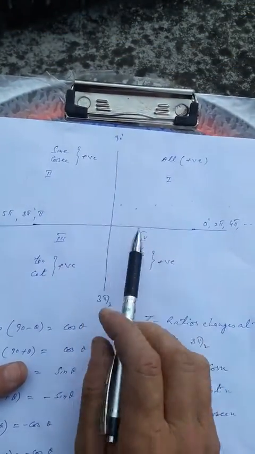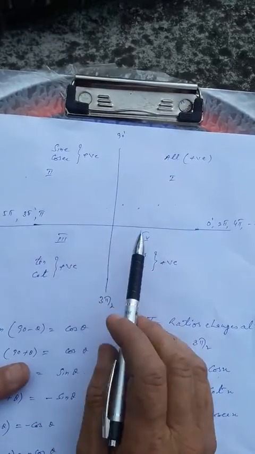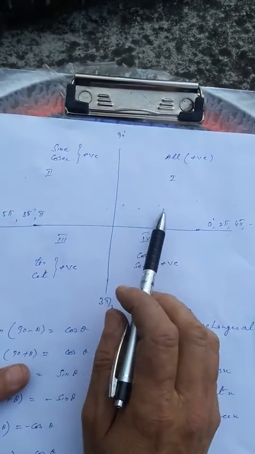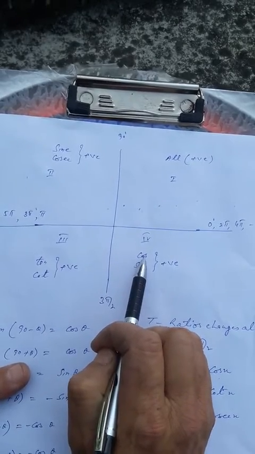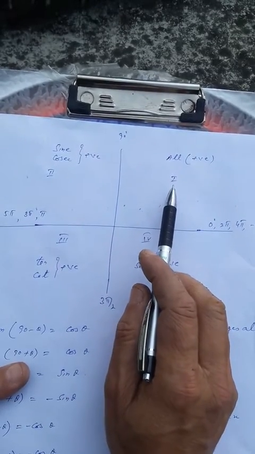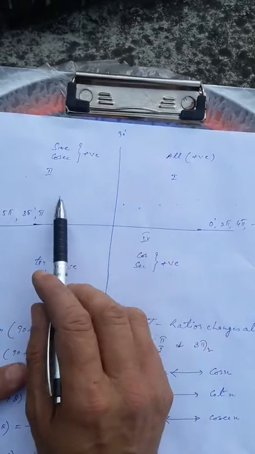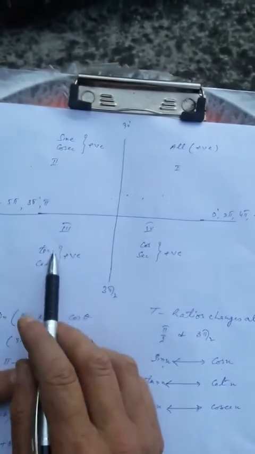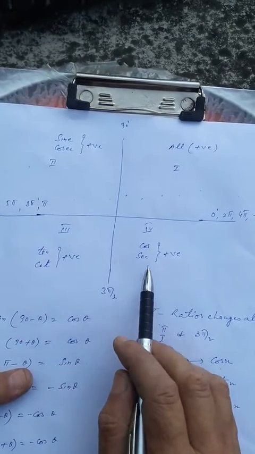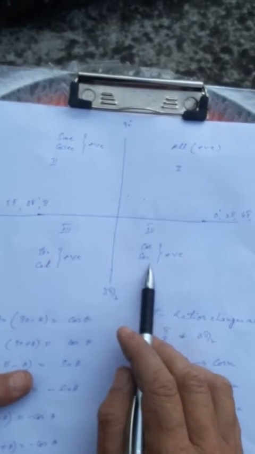Now see, I have divided this x-axis and y-axis into four quadrants. This is the first quadrant, this is the second quadrant, third quadrant, and then the fourth quadrant. Remember, in the first quadrant all are positive, in the second quadrant sine and cosecant both are positive, in the third quadrant tan and cot both are positive, and in the fourth quadrant cos and secant both are positive.